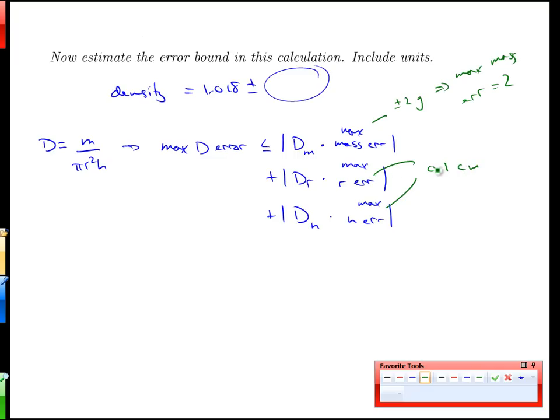Likewise, for these two values, the maximum error we would accept, or that we believe is in our measurements, is 0.1 centimeters or 1 millimeter in both the radius and the height measurements. All right, so we have these three values already. They've been given in the problem. Now we're interested in calculating the rates or the effects of each of those on the density calculation.